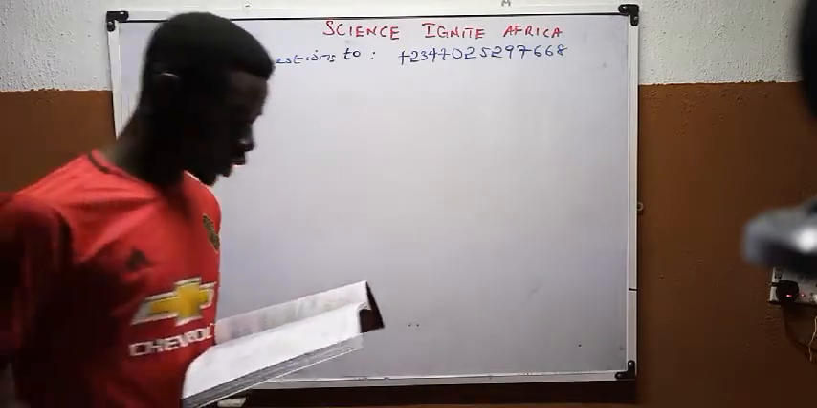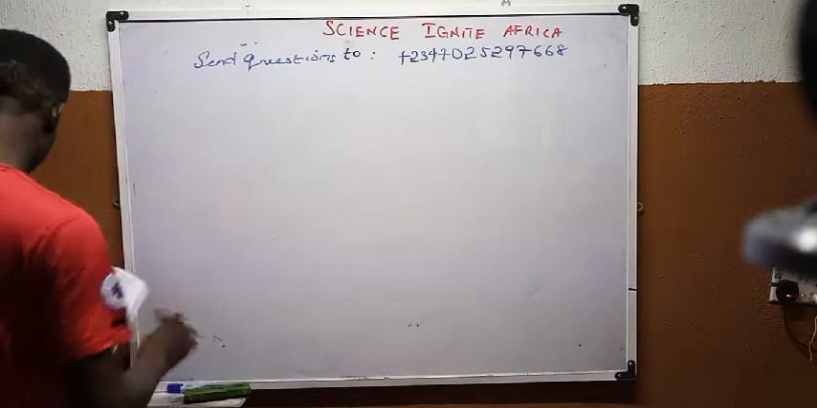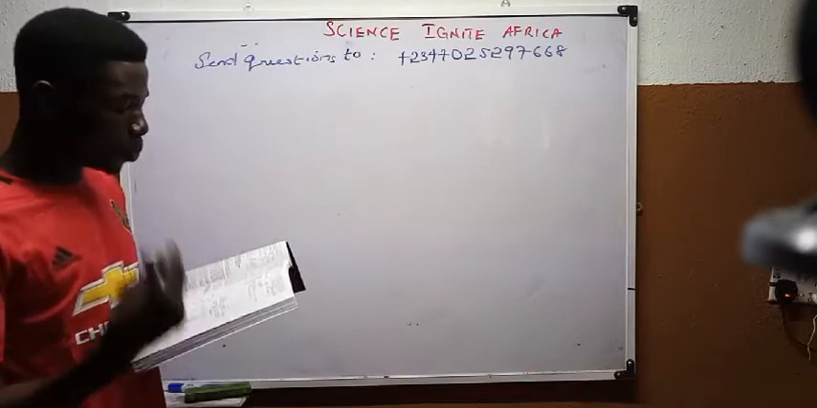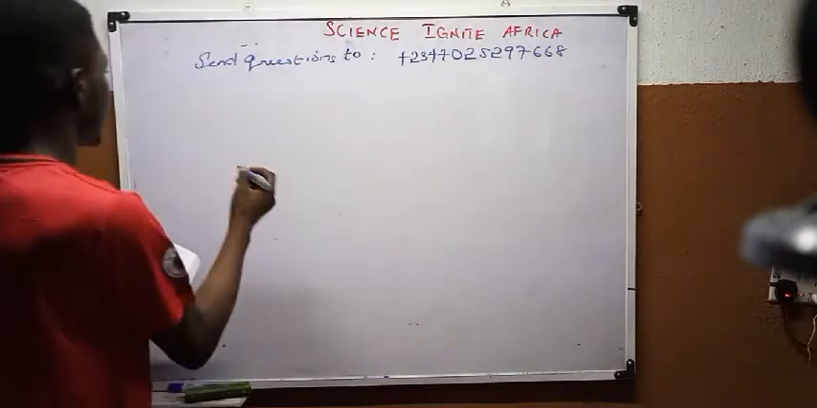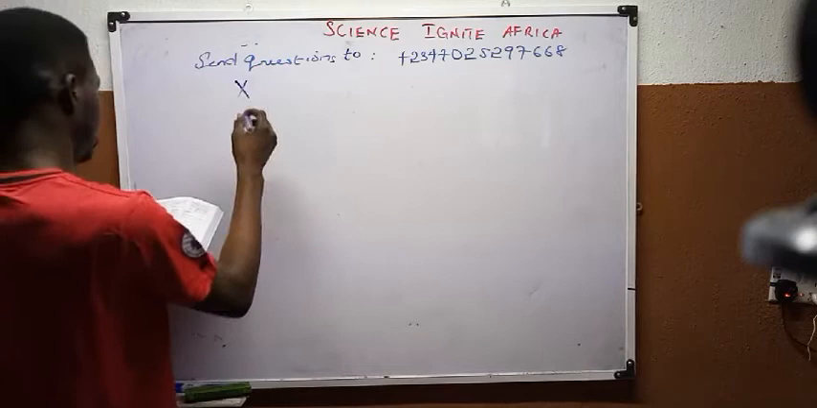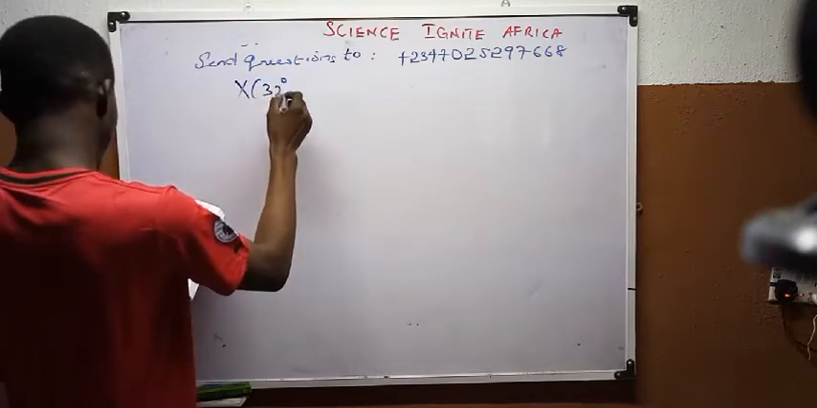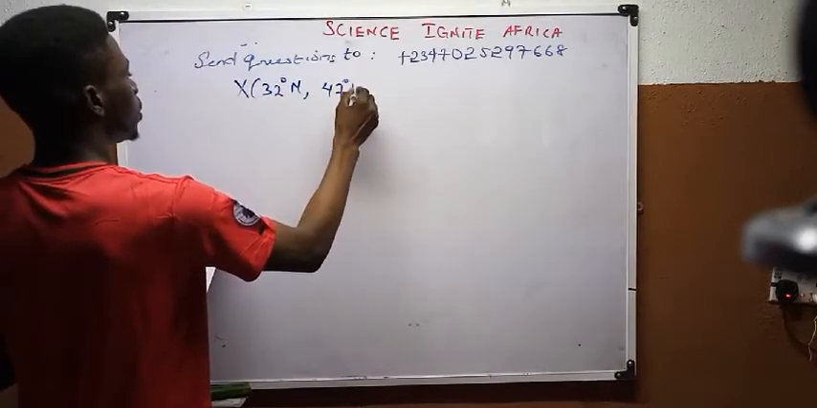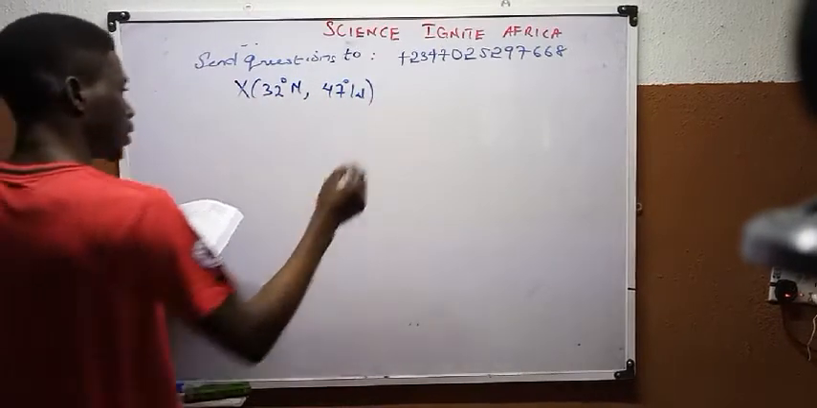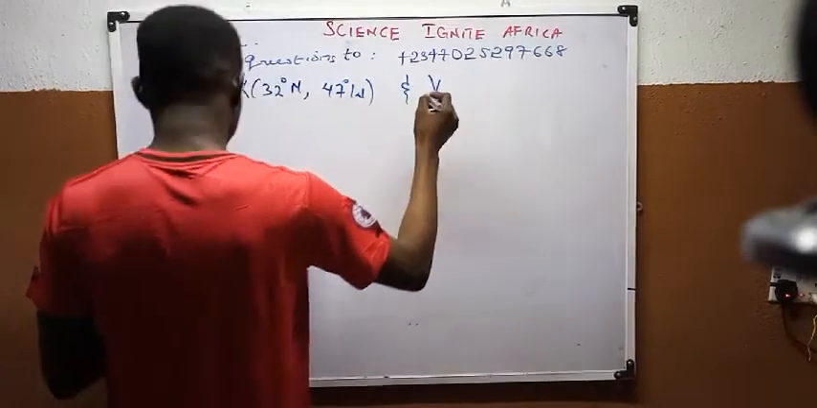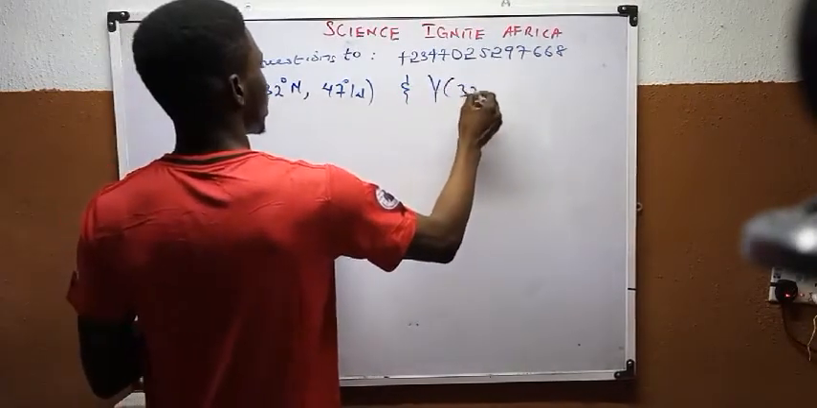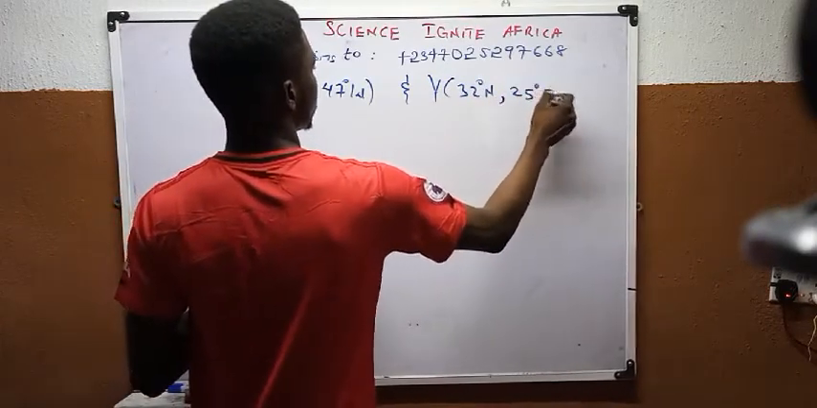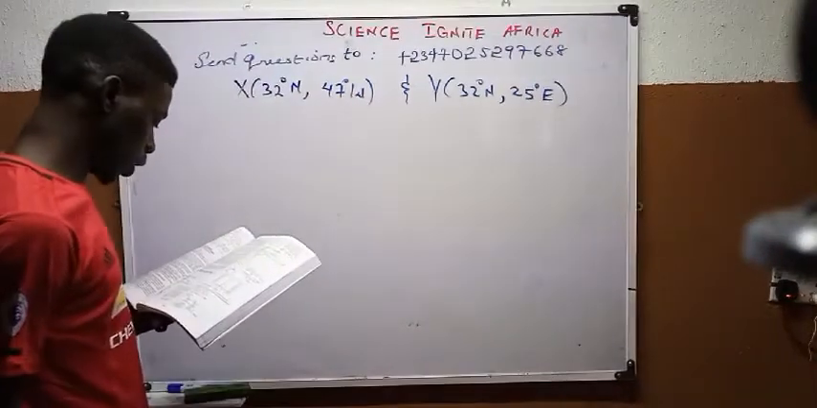So this question is on longitude and latitude. It's still the same year, 1994, question 12a. It says 2 points X. We're given the coordinate of that point. So we have point X, which is 32 degrees north and 47 degrees west. And another point, the second point, which is point Y, is 32 degrees north and 25 degrees east.